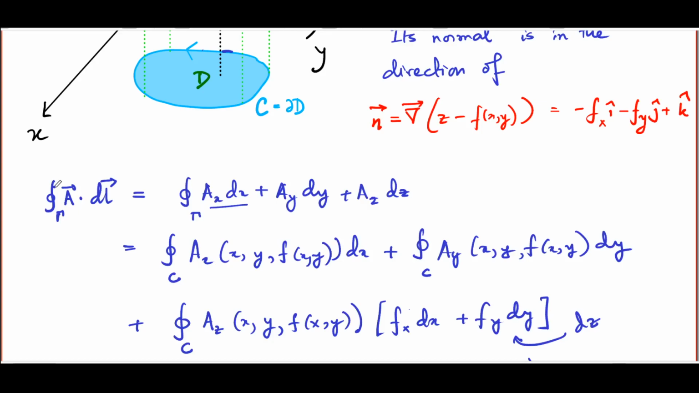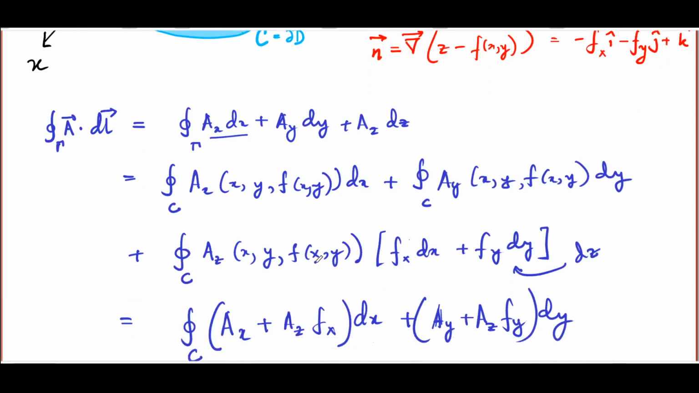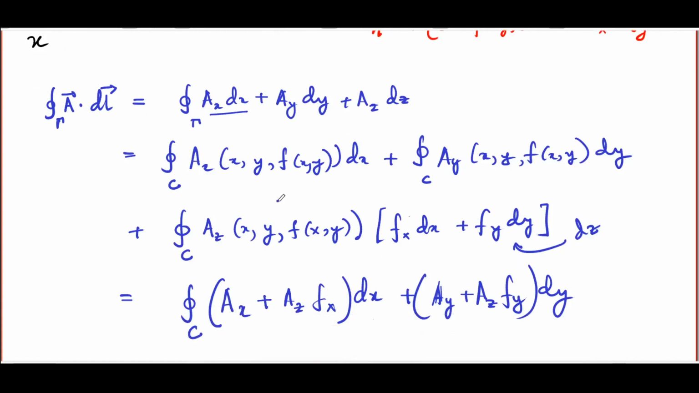into the integral over this flat planar loop C in the xy plane. Now it's easy to see that we can collect the dx and dy terms in this whole expression together to rewrite this as the line integral over C of ax plus az times fx times dx, of course, plus ay plus az fy times dy. In all of this, of course, wherever z appears as an argument in either ax, ay or az, I have to replace that by f of xy.